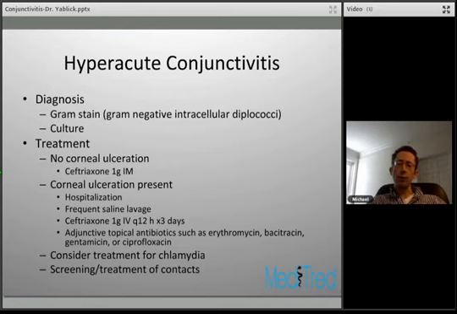Because there is a large concordance with chlamydial infections, you should consider treating for that as well. And then, of course, you screen and treat any of the contacts. For gonorrhea, you basically screen their sexual contacts. If they have meningitis, then you would want to screen those who have been in close contact with the patient.